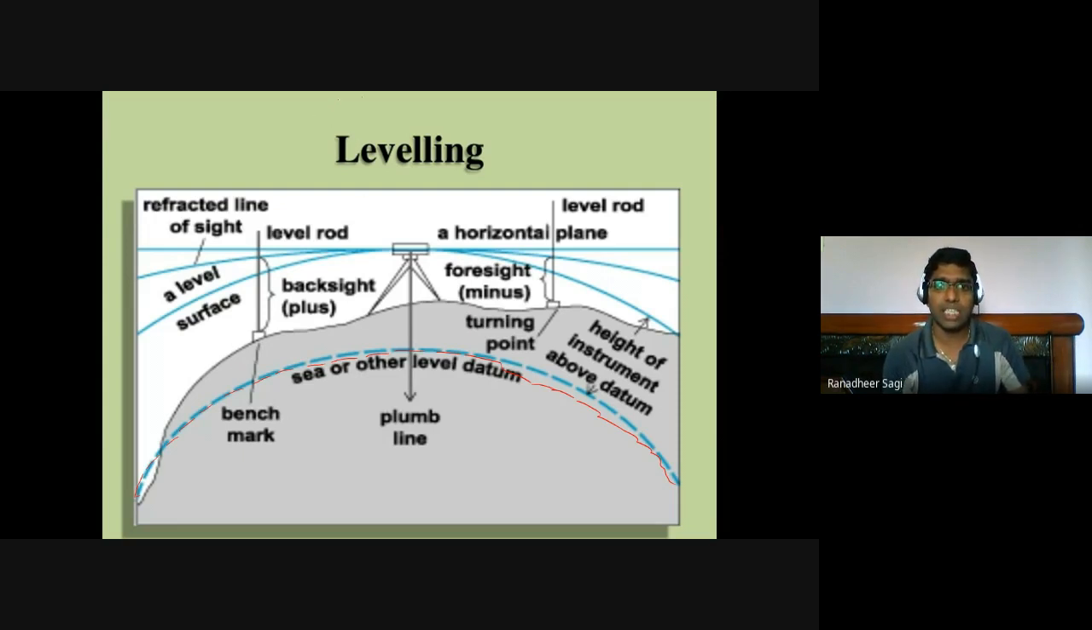Now, if I look at the position of my instrument station, this is your level, and this level is placed on what is called a tripod. Tripod means it's a setup with 3 legs. Tri refers to 3. So you place your instrument on top of that tripod, which has 3 legs on which the balancing of the instrument is done.